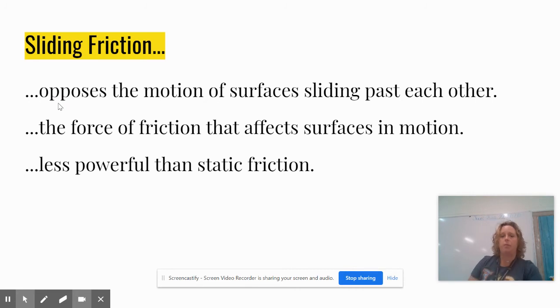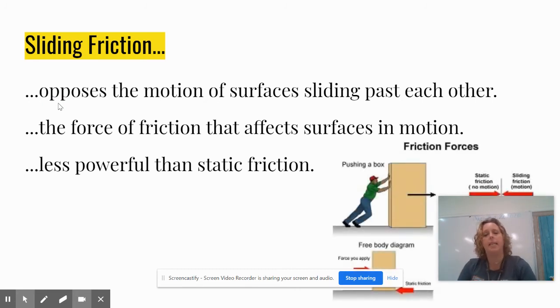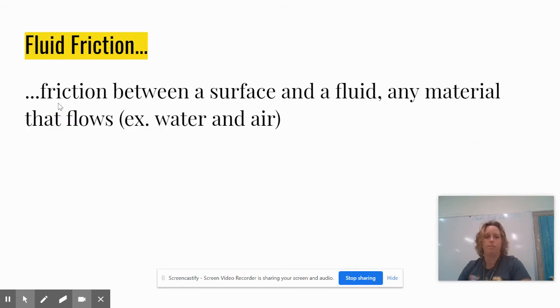Sliding friction opposes the motion of surfaces sliding past each other. Okay, the force of friction that affects surfaces in motion, less powerful than static friction. So you imagine pushing a box or pushing something across the floor. There is still motion, but there's friction between the two surfaces, which is affecting the surfaces in motion.